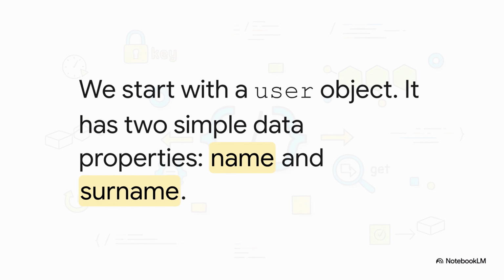Okay, let's get our hands dirty with an example. We'll start with this super simple user object. As you can see, it's just got two basic data properties, name and surname. It's a totally standard setup, but we're about to make it a whole lot smarter.